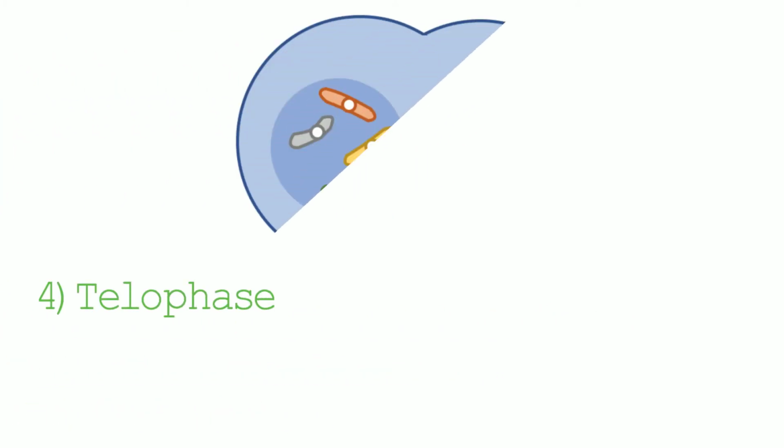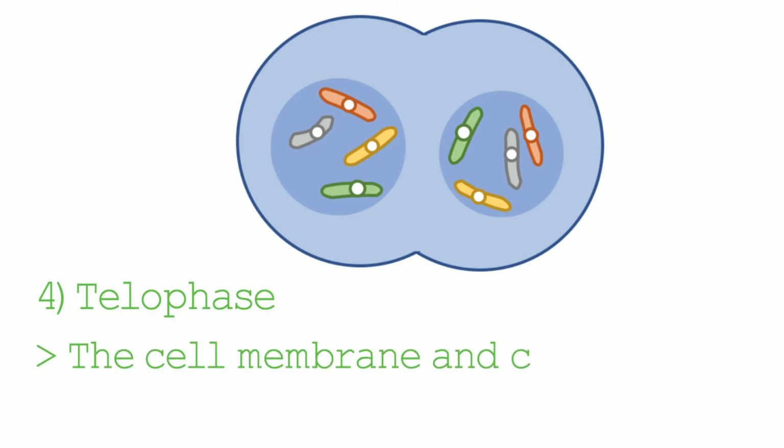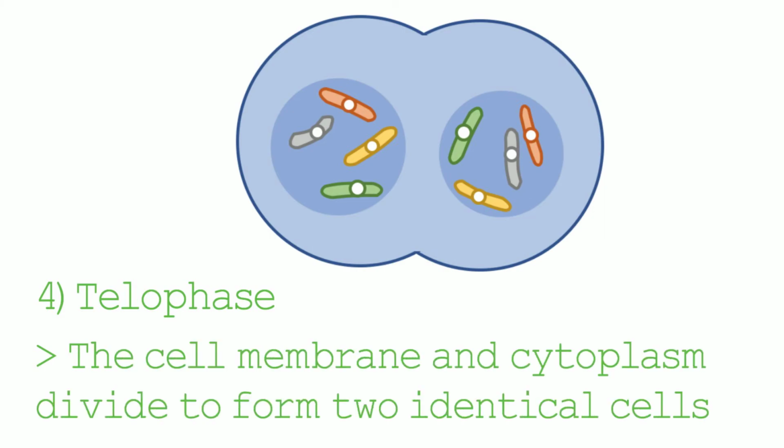The final stage of mitosis is known as the telophase. It is where the cell membrane and cytoplasm divide to form 2 identical cells. These 2 cells are known as daughter cells. The cells are identical because the spindle fibers have pulled 1 chromatid to opposite ends of the cell, and when the cell divides through the middle, there is one copy of each chromatid in each of the daughter cells.